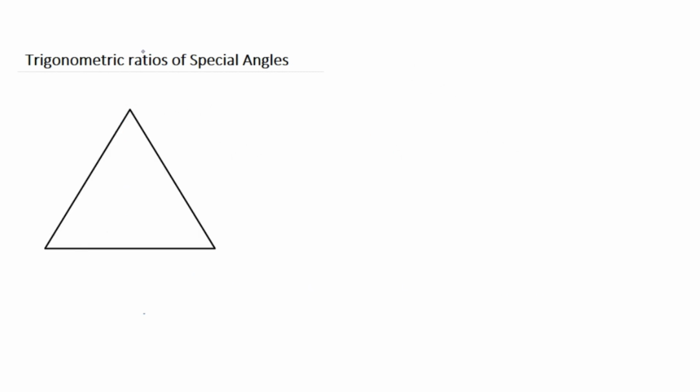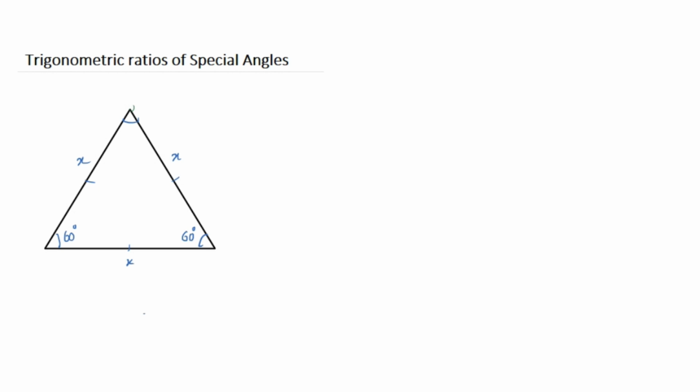Now here what I have with me is an equilateral triangle. But before that, let me mark the angles here. Since it's an equilateral triangle, we know that this side is equal to this side and this side is equal to this side. So let's call each of these sides x. And we also know that each angle in this triangle is going to be 60 degrees. So these two are 60 degrees, and so will this angle be 60 degrees.